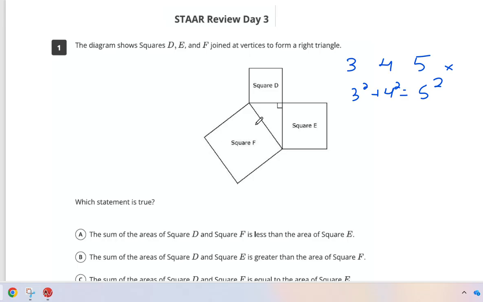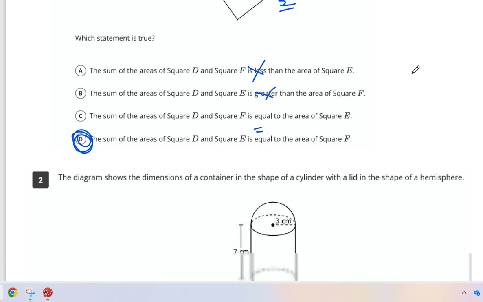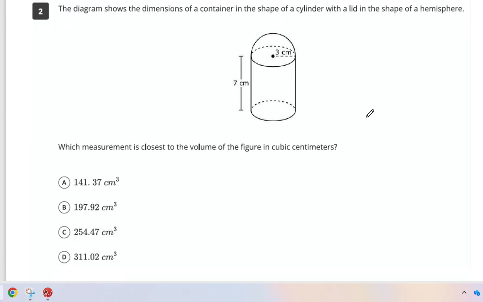Which statement is true? So remember, the D plus the E, two small ones, add up and give you F. So D and E is greater? Not less. D and E is equal. So D plus E is equal to F. That one works. That's my answer there. Remember, the two smaller ones add up to give you the bigger one. And that's it.